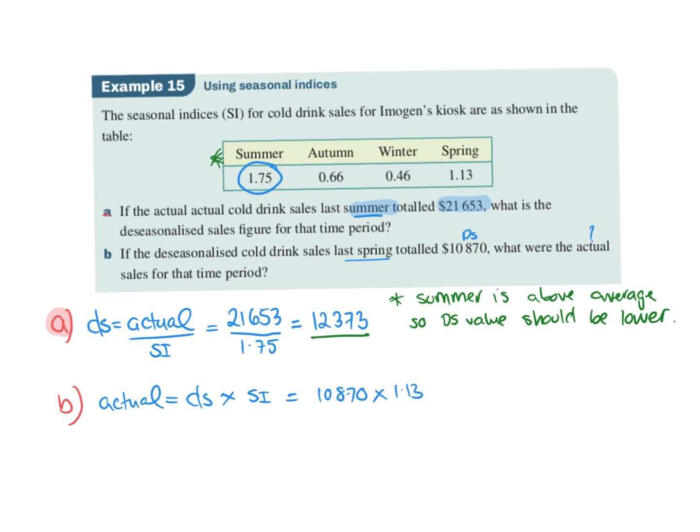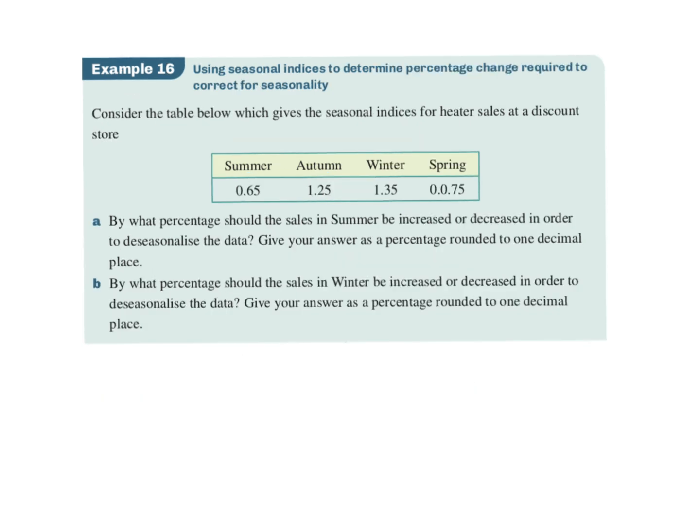So was spring above average or below average? Above. So when I times this, because I've got the deseasonalized value, the value should go up because we reduced it when we deseasonalized it. So we end up with 12283. Okay?